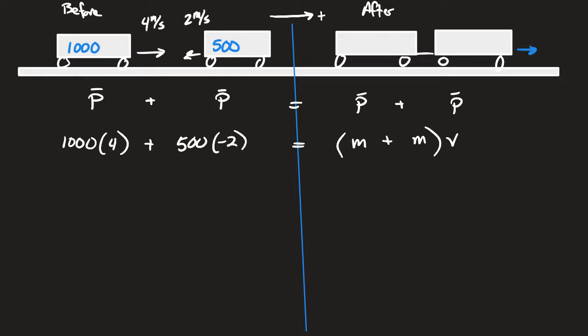Now, from this point forward, the problem is pretty mundane. It's a mathematical exercise. So I've got 4,000 minus 1,000, or 3,000 kilogram meters per second. This represents the momentum of the system. Don't be thrown off if you're asked for the momentum of the system at some point in the problem. Be able to report it. This is the momentum of the system. And they might ask you, what is the momentum of the system after the collision? It's still this. The momentum has to be conserved, so the momentum before the collision is equal to the momentum after the collision.